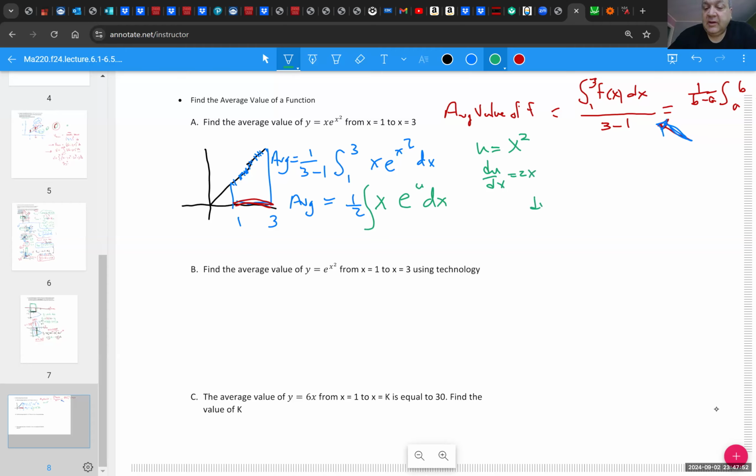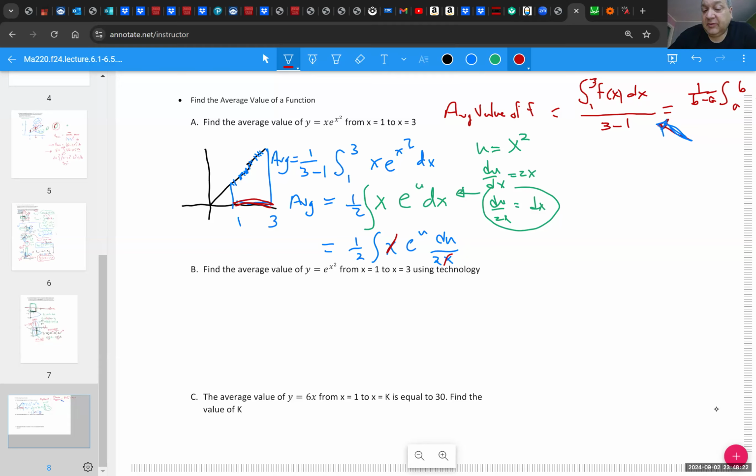And we need to solve for dx. That's du over 2x. And we'll need to take this and put it in for the dx. So this means that our integral is 1/2 x e to the u times dx, and dx is du divided by 2x. So here, what's nice to have happen is that we have an x divided by an x, and x divided by x is 1.